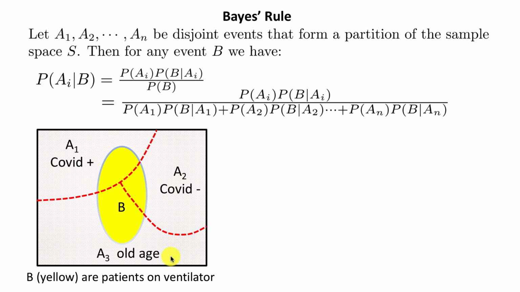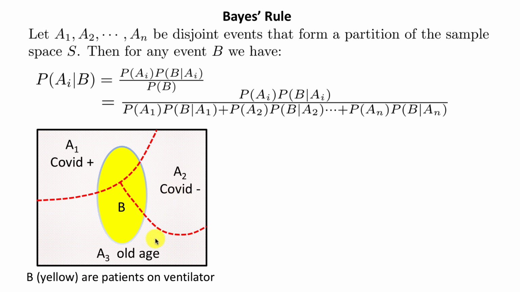So here the sample space is entirely made up of three non-intersecting sets. They have no common members. These are young patients, these are also young patients, and these are old patients, but this is COVID positive and this is COVID negative. And so obviously we have no common members between any of the sets here. As the event B, I'll take patients who are on ventilator. In this yellow area over here, there are patients who are on ventilator. Now, they could be COVID plus patients, they could be COVID negative, or they could be old people.